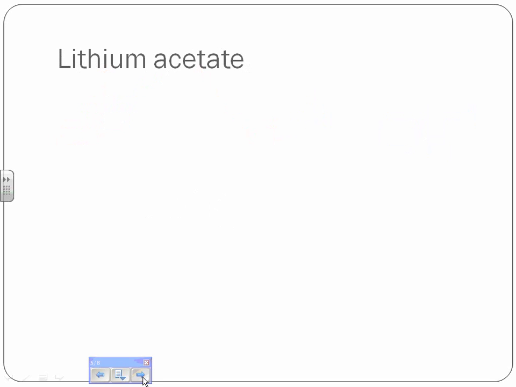How about something like lithium acetate? So again, we work this the same way. Symbol for lithium is Li. It's a group 1A metal, so it's a positive 1. And acetate comes from our common ion sheet. It's a polyatomic anion, C2H3O2, and a -1.